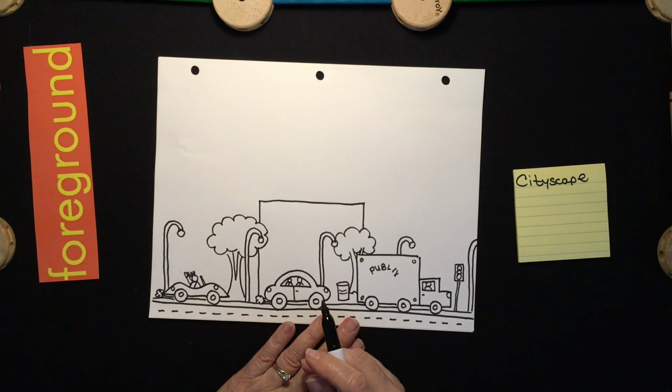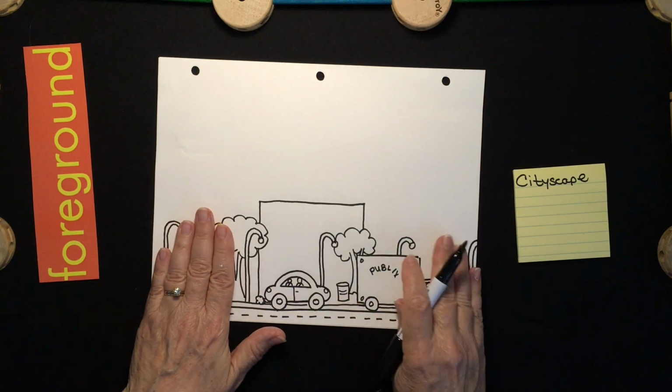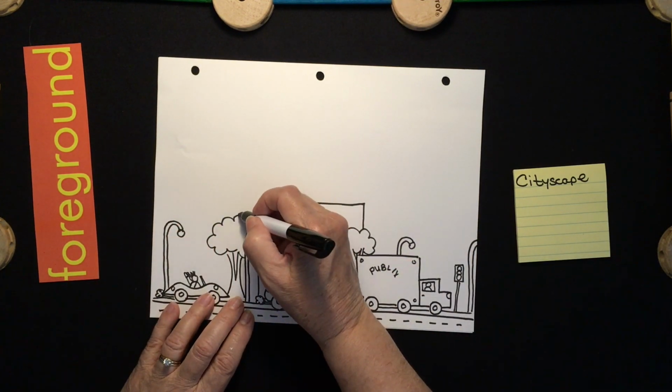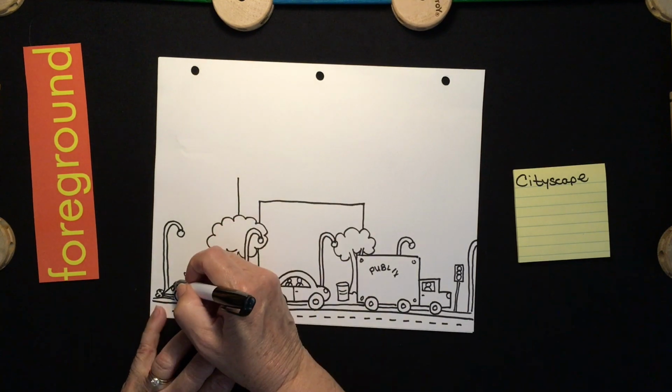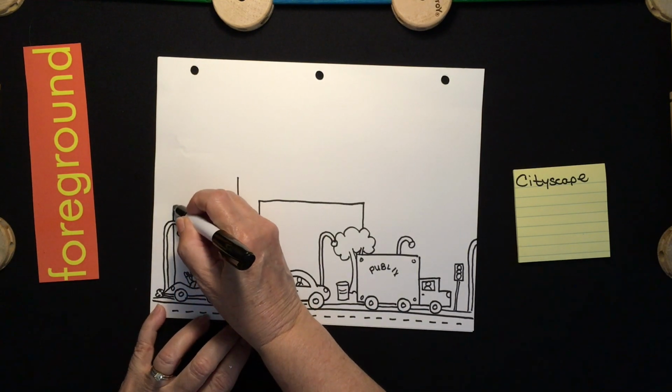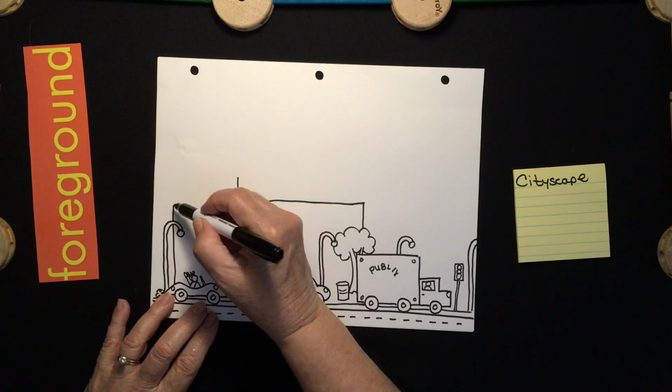That's my first building. Now, the building on the left and the building on the right, I don't want them to be the same size, either shorter or taller, skinnier or fatter. It's up to you. So I'm going to make this one a little taller and a little skinnier. Let's see, do I need to make that line longer? Oh yeah, I do.